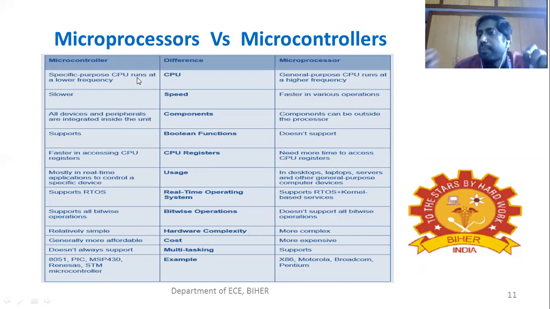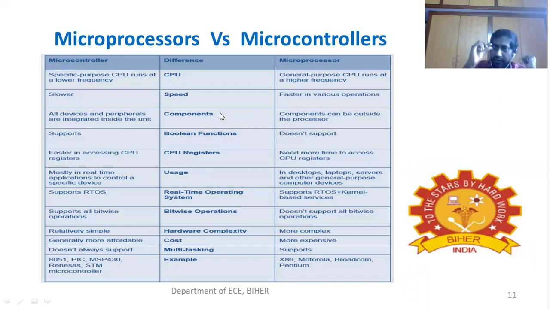If your application is specific, we need to choose a microcontroller. And then speed: a microcontroller is used for a specific application only, so the speed is low. It is a slower one. Compared with this, a microprocessor is the faster one. And then components. A microcontroller is a single-chip computer.